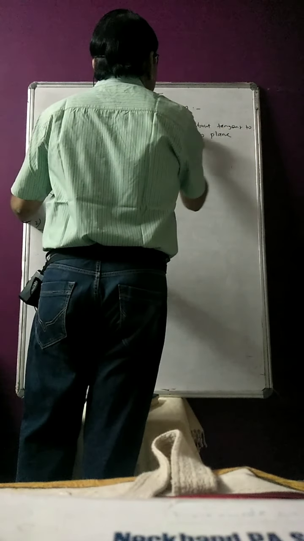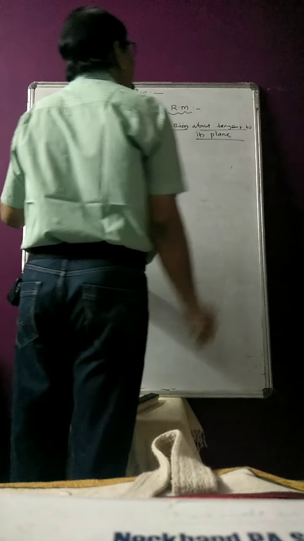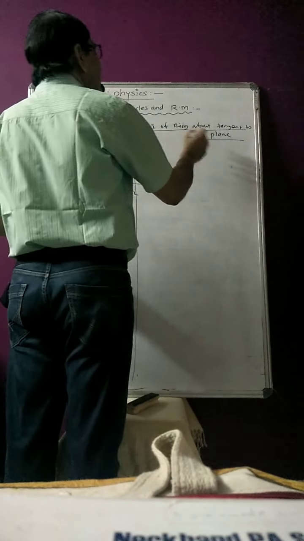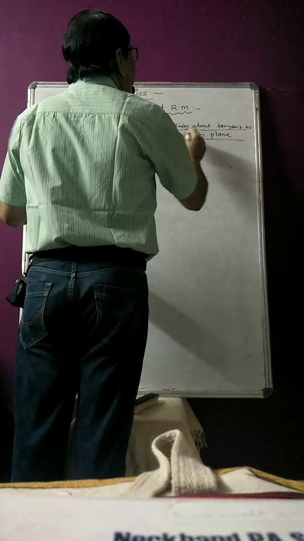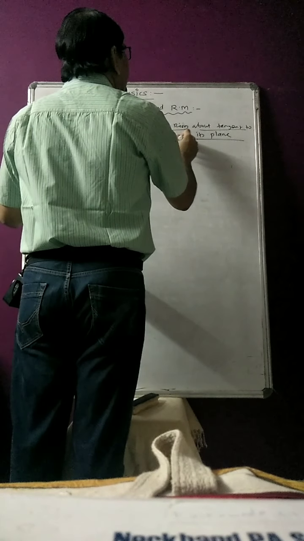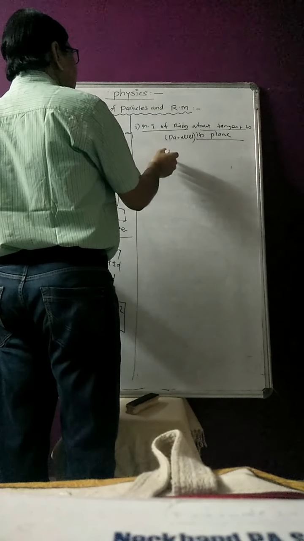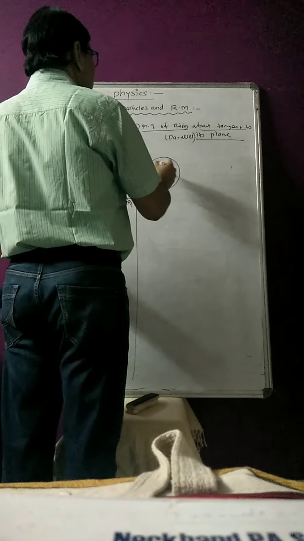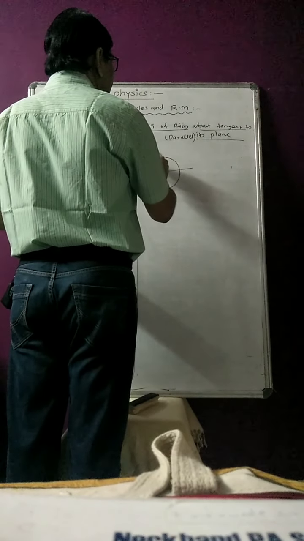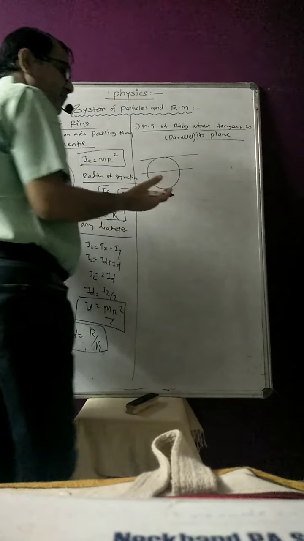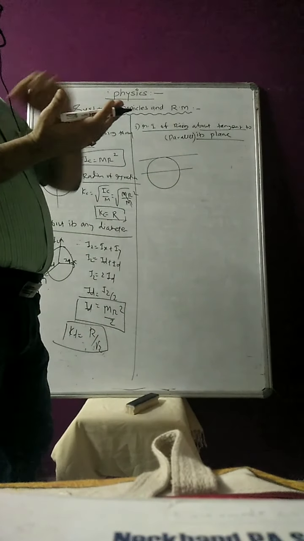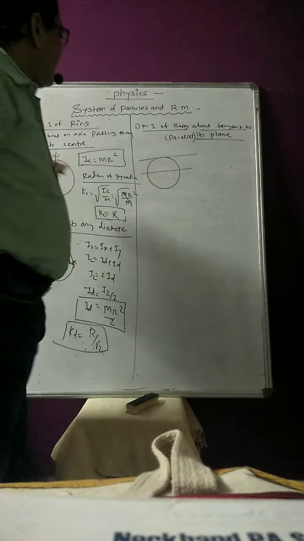In its own plane. Okay, so that means parallel to the plane. In its own plane means that it is considered to be parallel. So in that case, suppose this is the ring. You have calculated the diameter. So this is parallel to its plane. You can consider this is the ring and that axis is parallel to its plane.